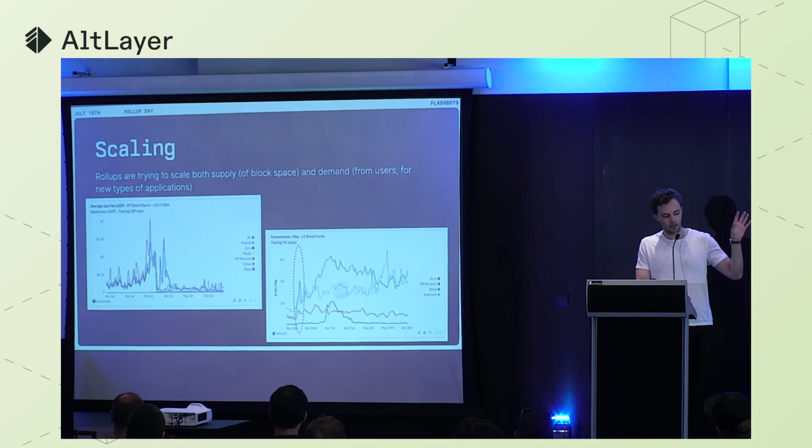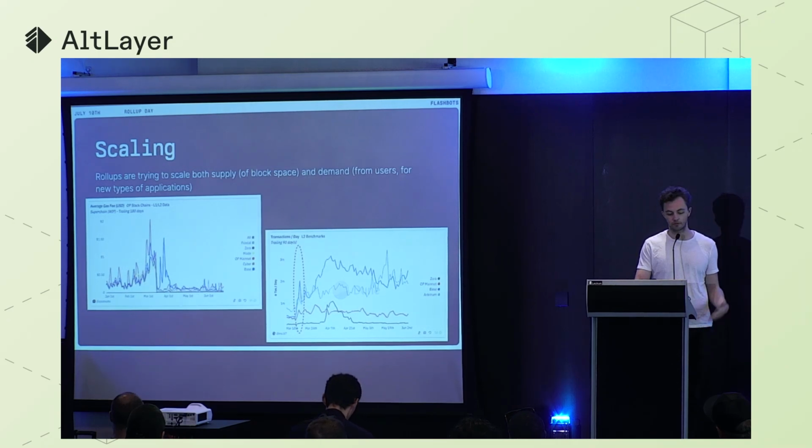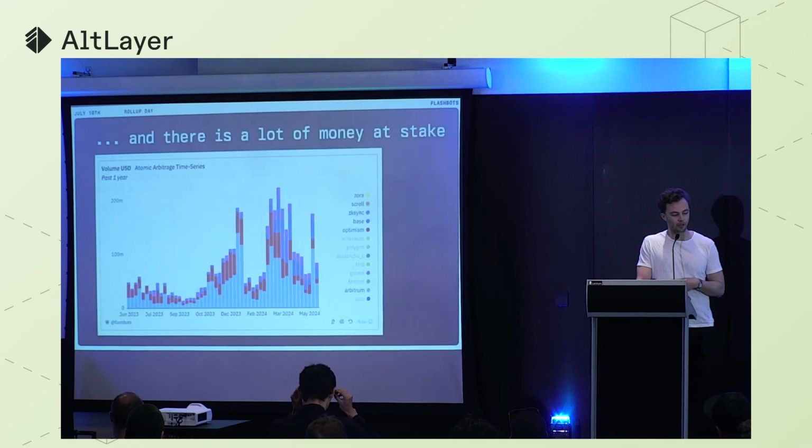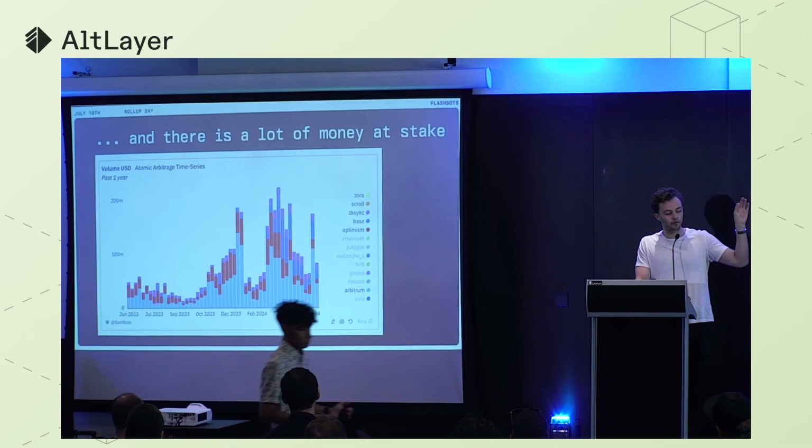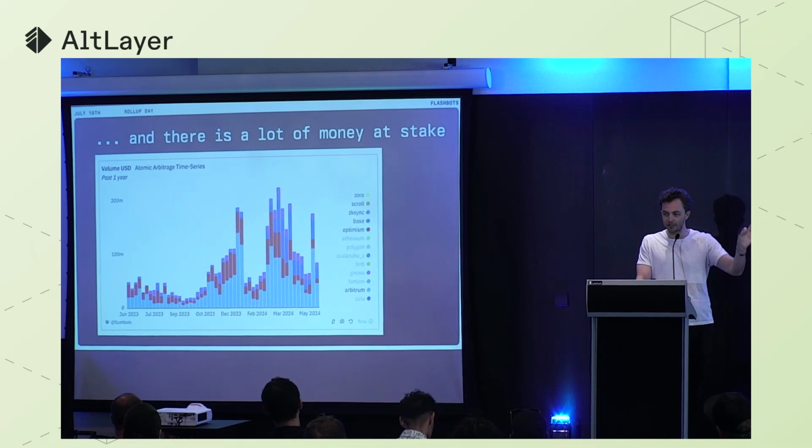So on the bottom left, you see how the average gas fee for a transaction on rollups dropped significantly after the Cancun 4844 upgrade. And on the bottom right, you see how when costs went down after 4844, the transactions per day went up on these rollups. So we're scaling both demand and supply. And this context really matters because there's actually quite a bit of money at stake from MEV that can be made on these rollups already. And so this graph is the volume of naive atomic arbitrage that we can measure on rollups. And if you can see there, the volume in the winter months of this last year got up to hundreds of millions of dollars annually.